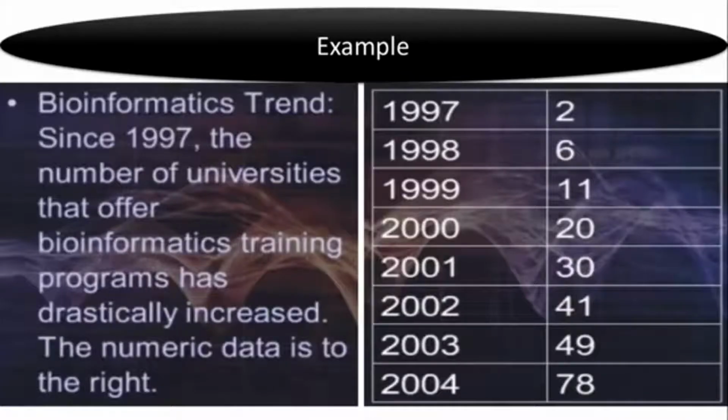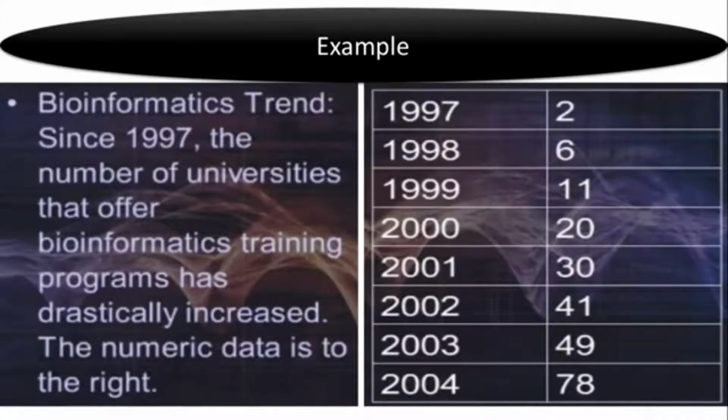So we start with the example of bioinformatics trends since 1992, in which we show you the number of universities that are offering bioinformatics training programs from the year 1997 to the year 2004. You can see the different figures related to bioinformatics trends in such universities. That's the data given on the right of your screen. For each year, you have the figure representing the number of universities offering training in bioinformatics.